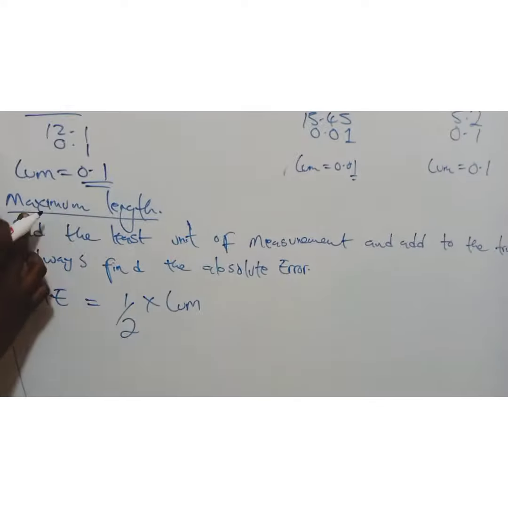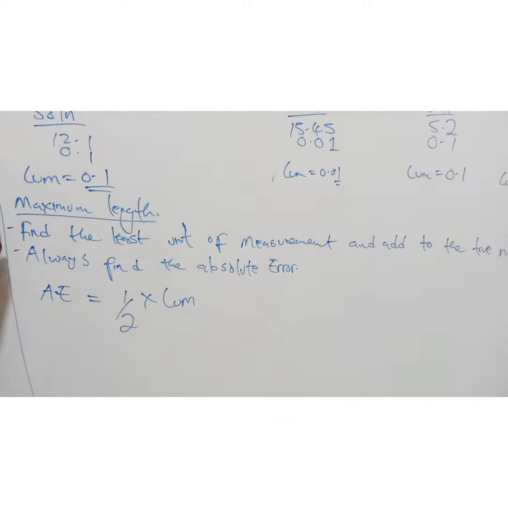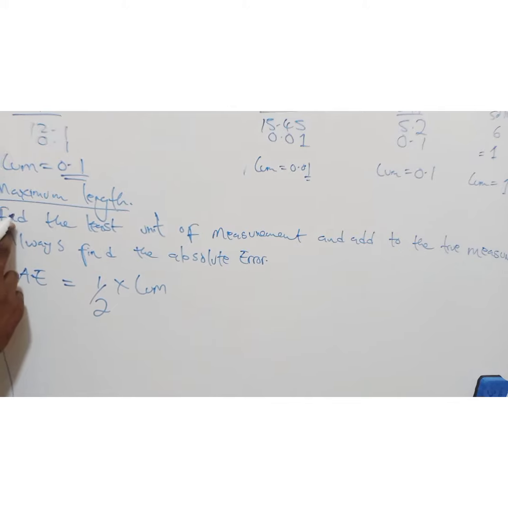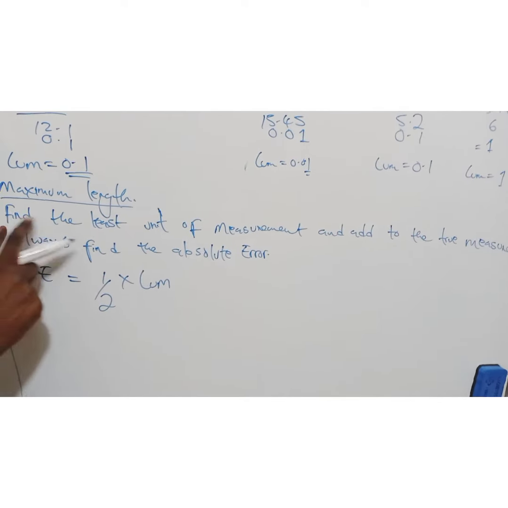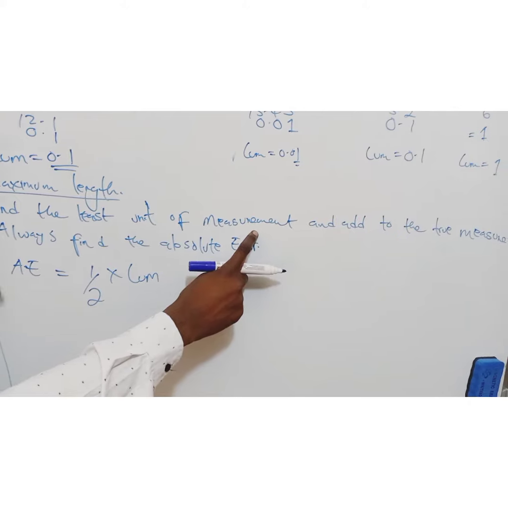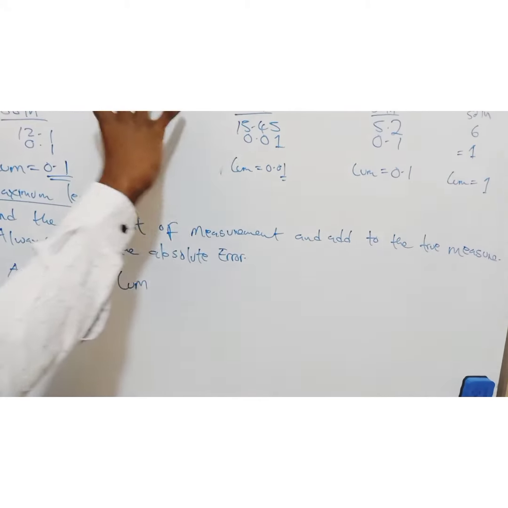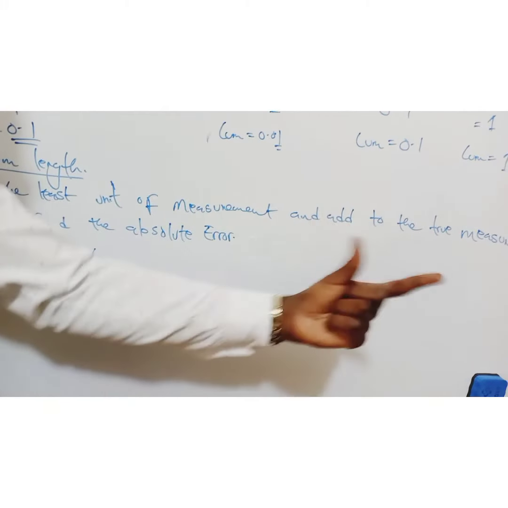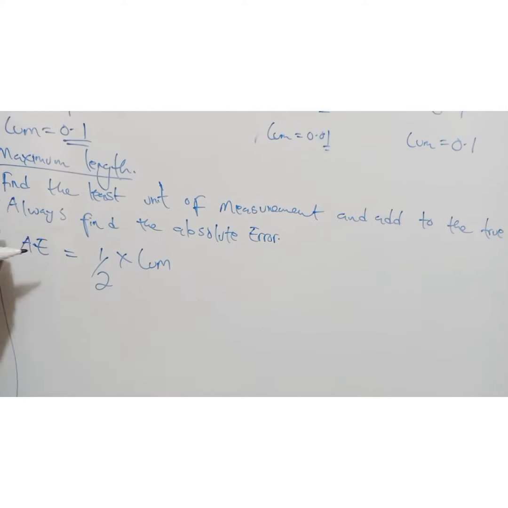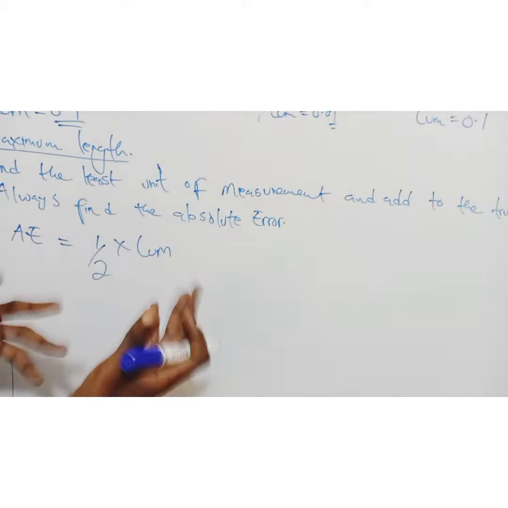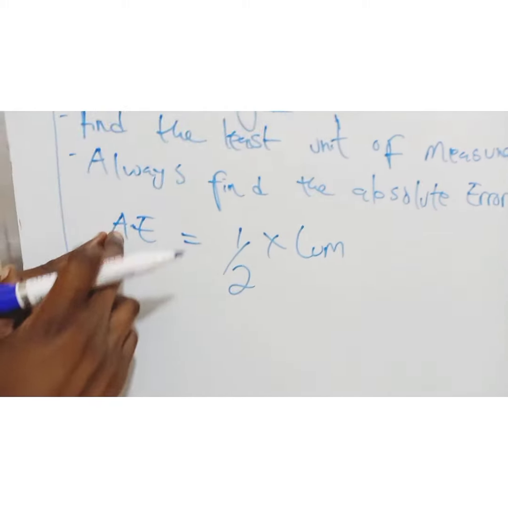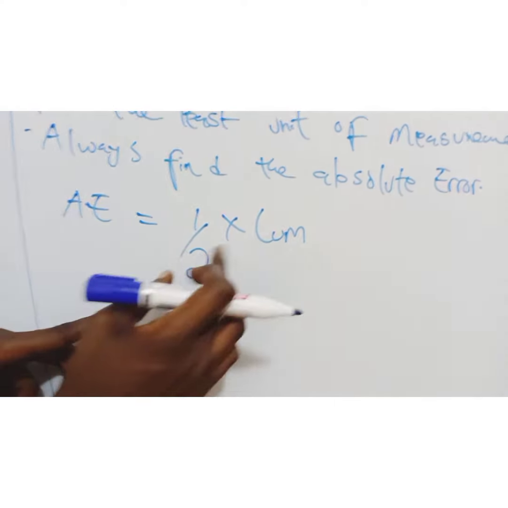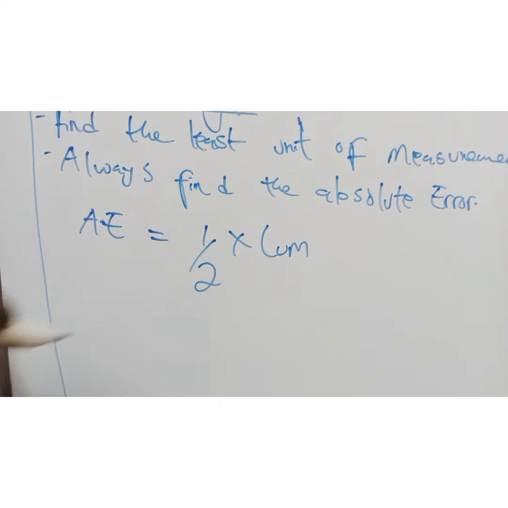So now let's look at maximum length. I'm sure you have seen such a question asking you to find the maximum length. So here are the steps. Find the least unit of measurement. That's the first step which I've taught you in these 4 examples. And add to the true measure. True measure means the original number you have been given. And then, always find the absolute error. Now this is the formula: AE is half times LUM. Remember, you now know how to find LUM. So half times LUM. Let me give you examples.